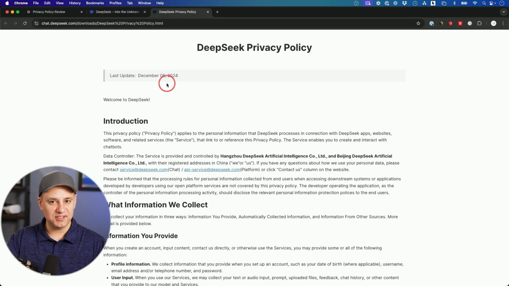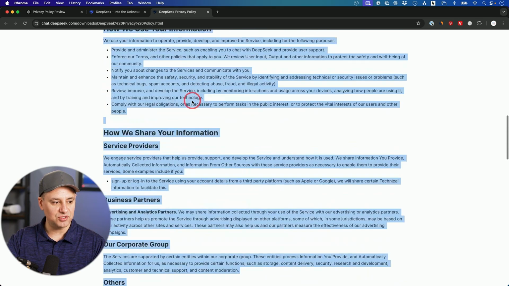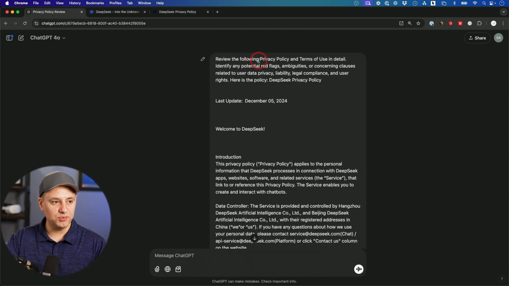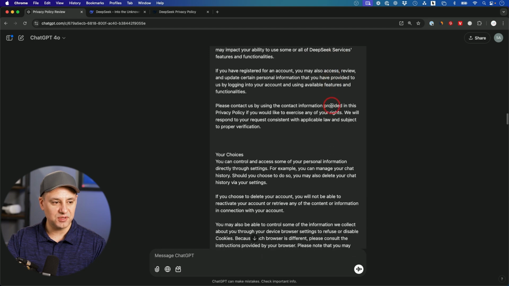And as I'm recording this, this was last updated on December 05, 2024, and I copied and pasted this entire document here. It's not very long actually. And my prompt was: review the following privacy policy and terms of use in detail, identify any potential red flags, ambiguities, and concerning clauses related to user privacy, liability, legal compliance, and user rights. Here is the document. And I started with just the privacy policy first. And let me walk you through some of these issues.